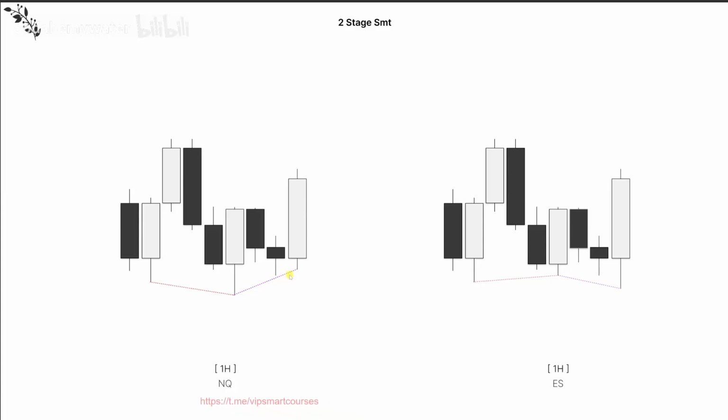And then we want to see price start to reverse away from this. I like to see two-stage SMT in every single reversal trade I engage with.